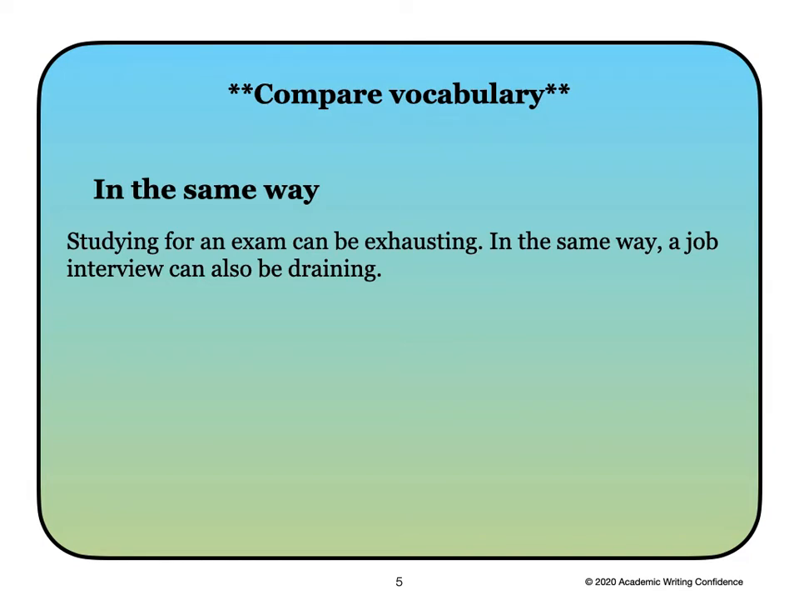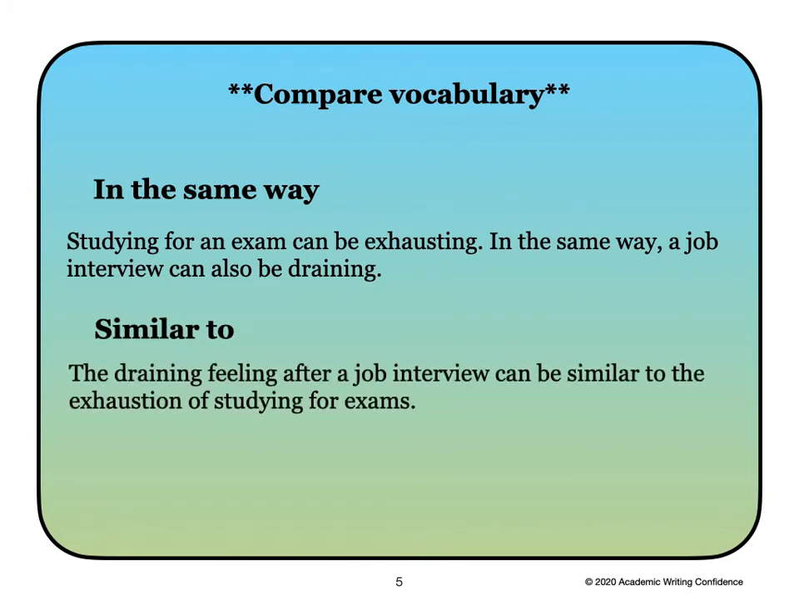Another phrase that is often used to compare things is the phrase similar to. We could write our previous sentences in this way. The draining feeling after a job interview can be similar to the exhaustion of studying for exams. Now you can see the first phrase in the same way is used at the beginning of the sentence and is followed by a comma. The phrase similar to is in the middle of the sentence between the two things that you are comparing, but does not need a comma.